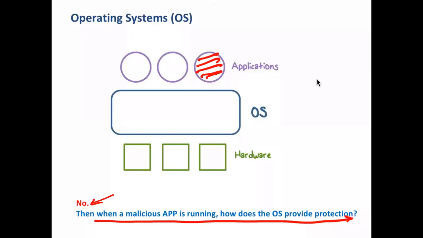Okay, so the moment a malicious app is trying to access or run a privileged instruction, or trying to do something, or maybe trying to use a device, then immediately the OS will come into play, or the hardware will bring the OS into action. Okay, this is how it is protected.